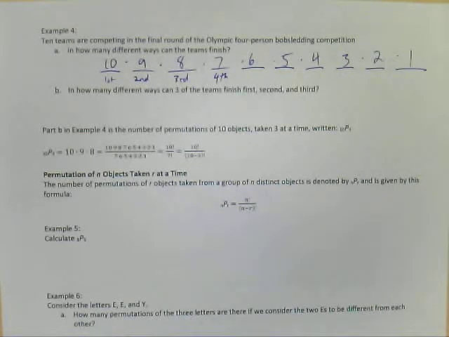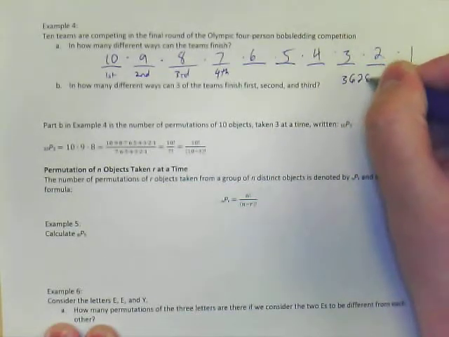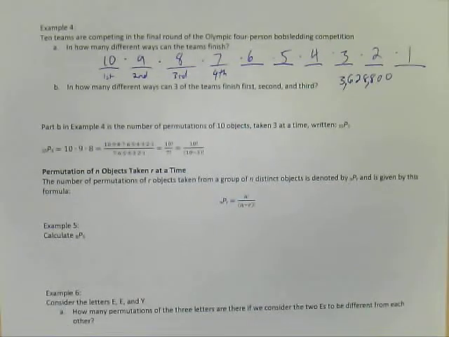So if we do that, 10 factorial, that is 3628800. So it's about 3.5 million. All right, part B. In how many different ways can 3 of the teams finish first, second, and third?